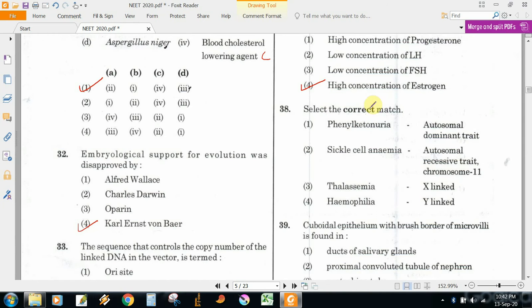Moving on, select the correct match. Phenylketonuria, autosomal dominant trait, no. Sickle cell anemia, autosomal recessive trait, chromosome 11, yes. So the second option is the right one for this, where it is an autosomal recessive trait and the gene responsible for the sickle cell anemia trait is present on chromosome 11. Thalassemia is X-linked, no, it is again autosomal. Now, hemophilia is Y-linked, no, it is mainly X-linked.